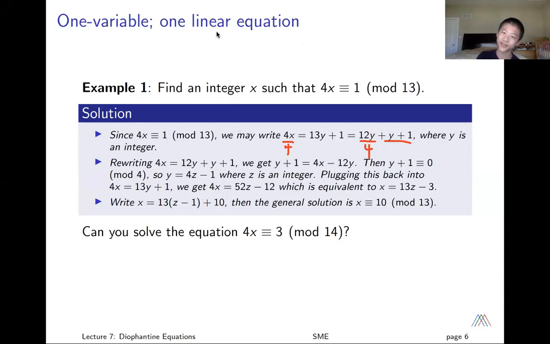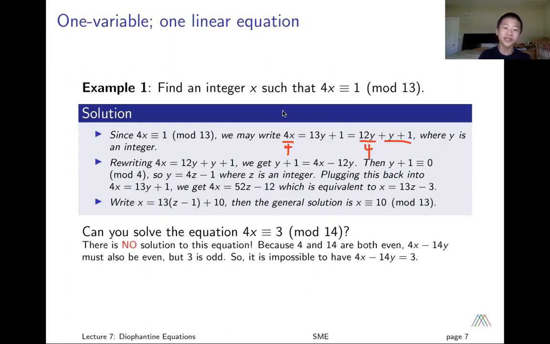Remember, the solutions to the Diophantine equations have to be integers. So it's been about a minute. There actually is not a solution to this equation. 4 and 14 are both even. So 4x is equal to 3 plus 14y. We subtract the 14y from both sides, and we have 4x minus 14y is equal to 3. But we know x and y are both integers, so 4x minus 14y is even. But 3 isn't even, so there's actually no solution.